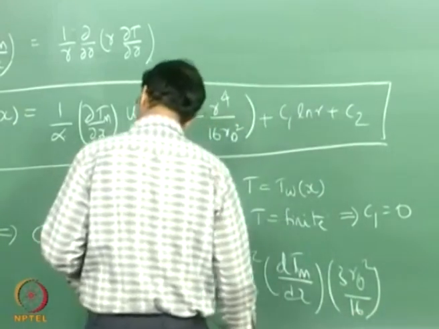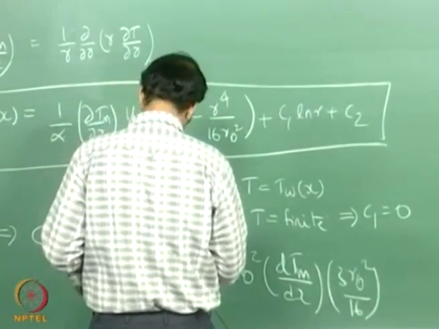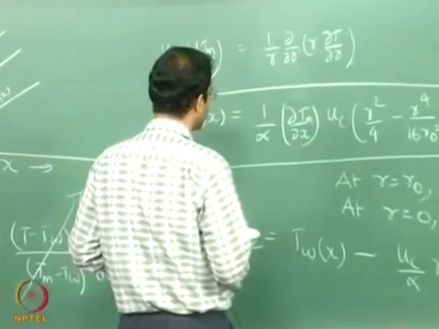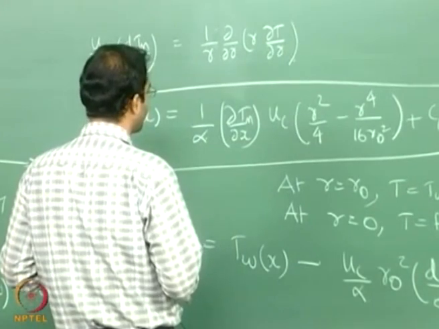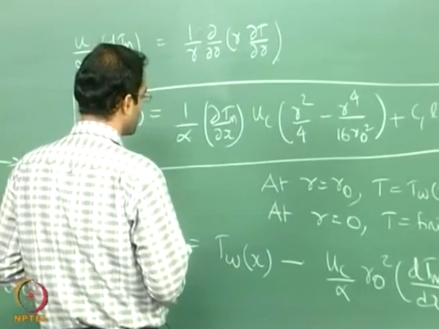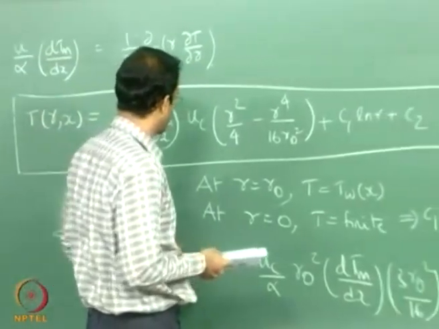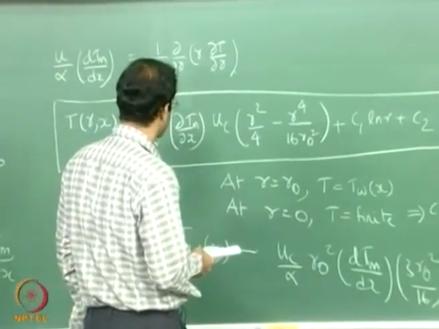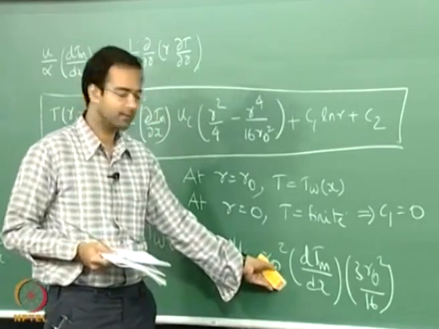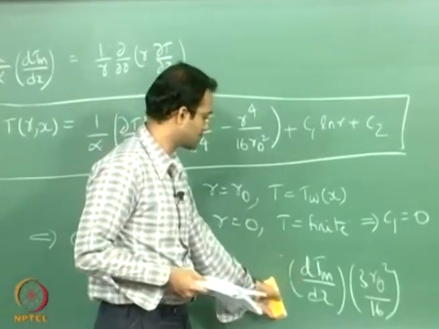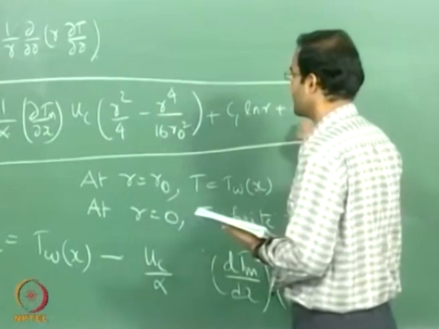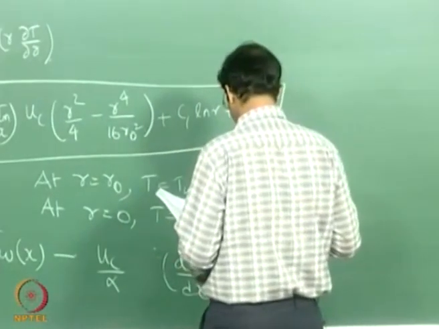I think, can you just check if this is correct? This is T wall minus Uc by alpha r naught square. This r naught square cannot come here. I think this r naught square should not come here, right? So it is just 3 r naught square by 16. Okay, so this is your C2, and therefore you can substitute for C1 and C2 and write your final expression.